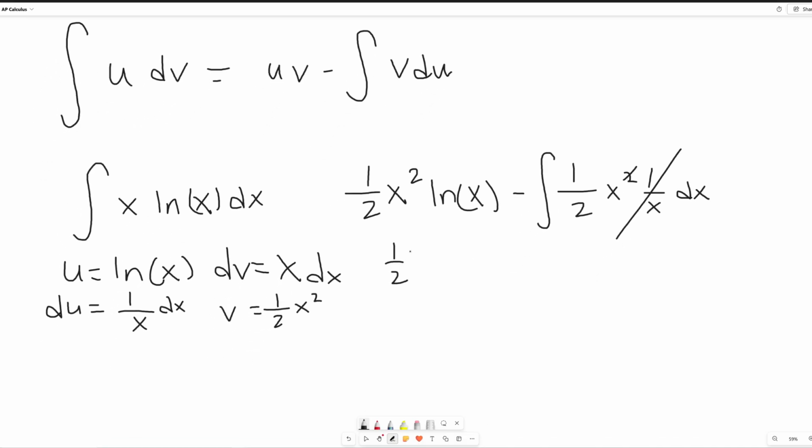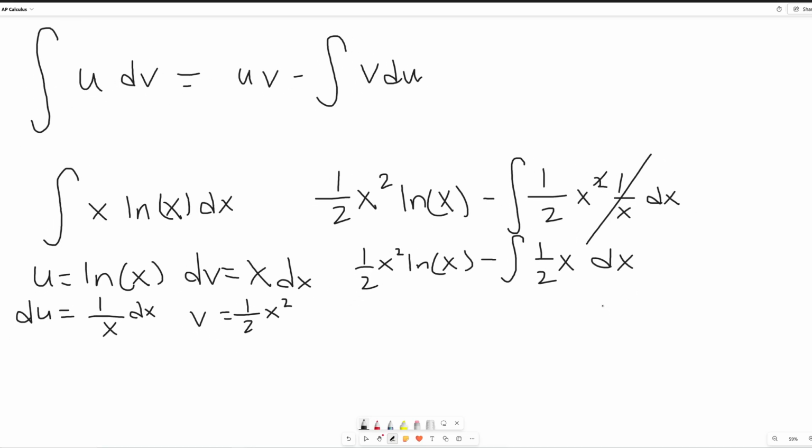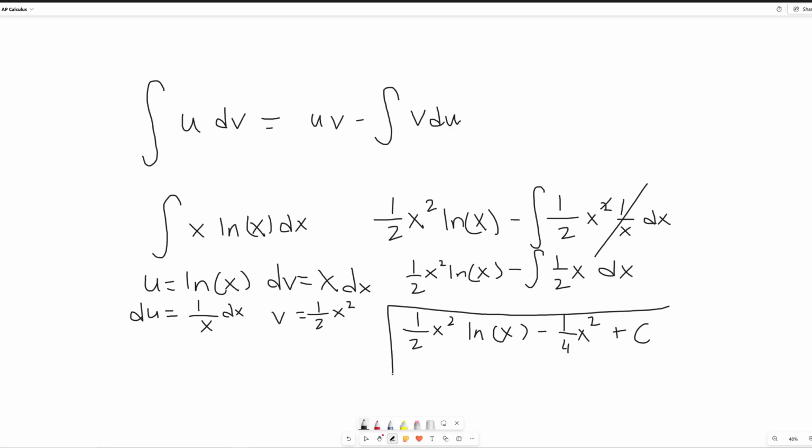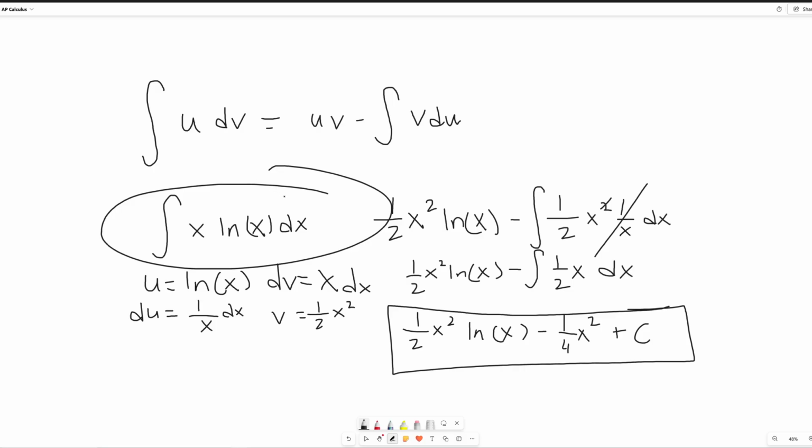So now you have 1/2 x squared ln of x minus the integral of 1/2 x dx. Alright, integral of 1/2 x dx is 1/4 x squared. So your final answer is 1/2 x squared ln x minus 1/4 x squared plus c. This is your answer for this.